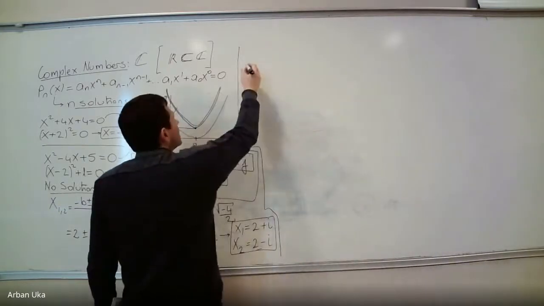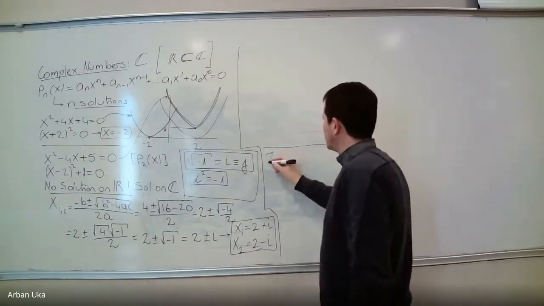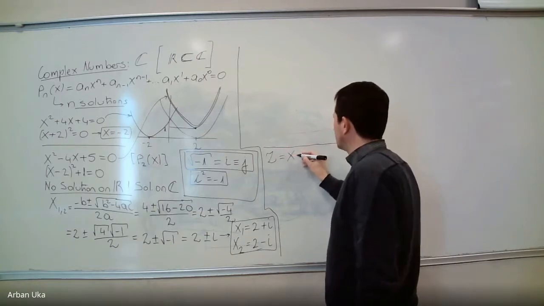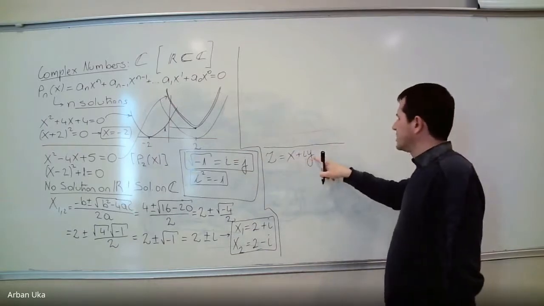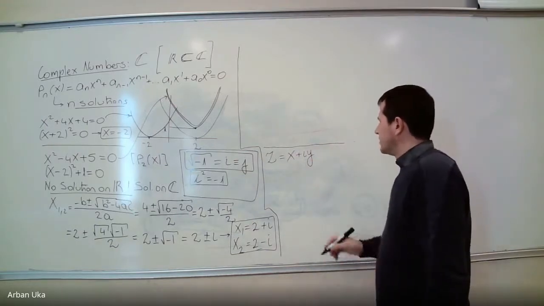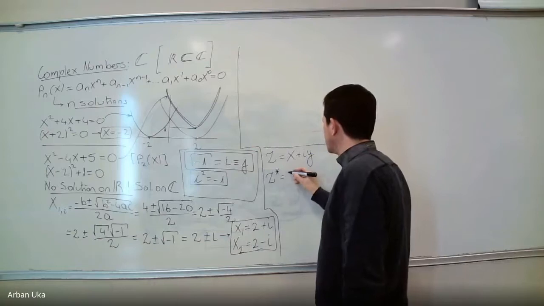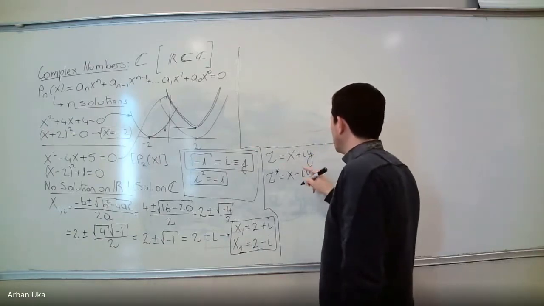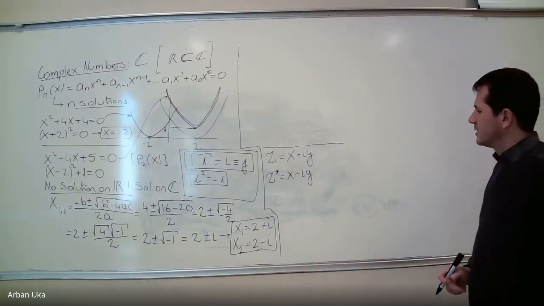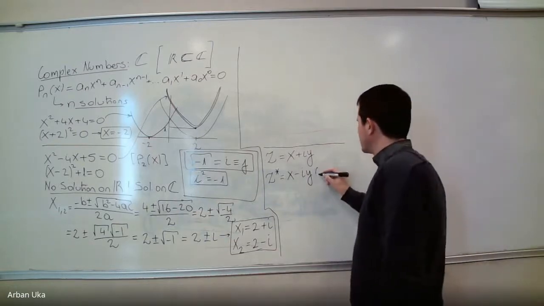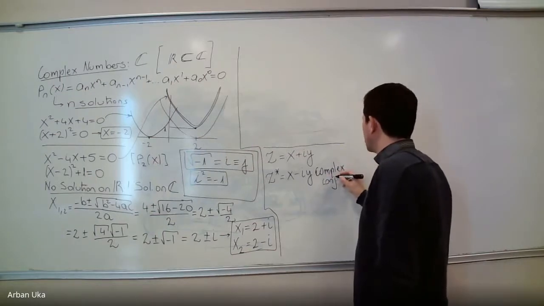Complex numbers are defined like this. Let me use this part of the board. Any complex number, we often denote as z. These are equal to x plus iy. So this is the real part, and this is the imaginary part. Also, we can define a complex conjugate, which is equal to x minus iy. So if we change the sign of the imaginary part, this is called the complex conjugate.